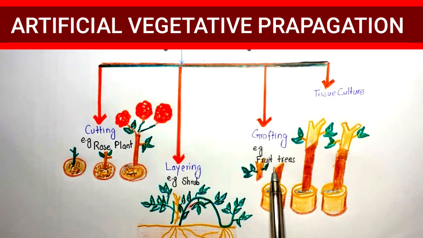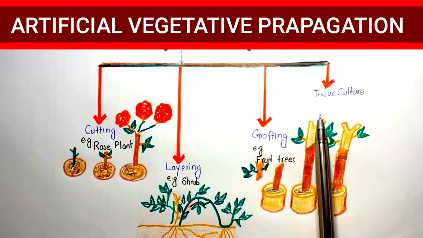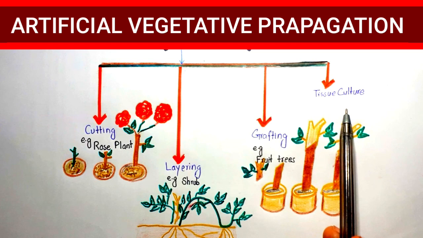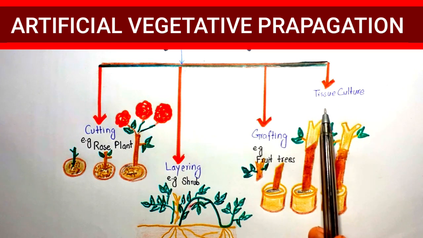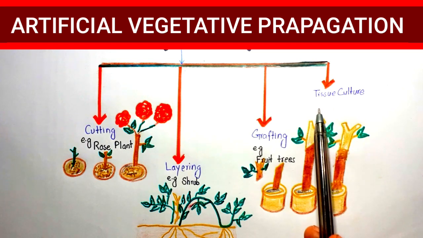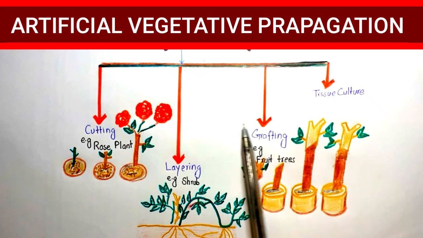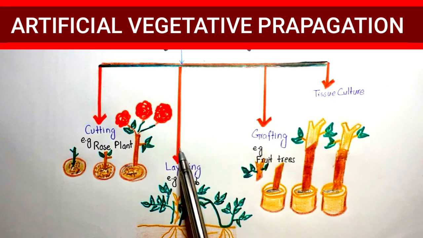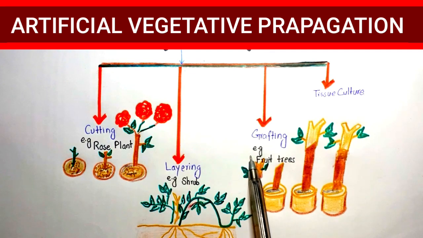We have these methods, and the last one is tissue culture. This is micropropagation, a technique in which tissue is taken from a plant and grown into a new plant. So these are the four methods of artificial vegetative propagation. Hopefully you will understand it very well.